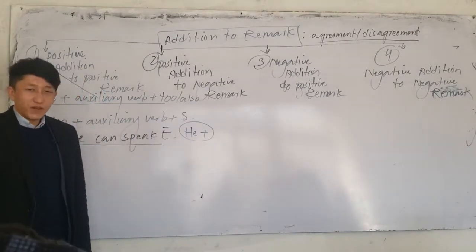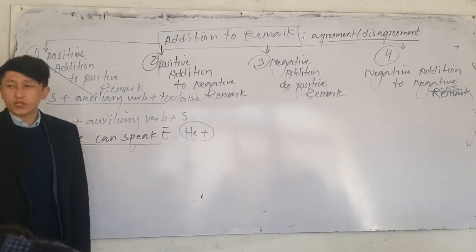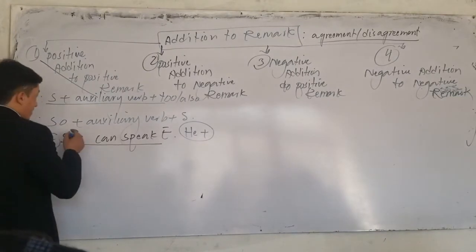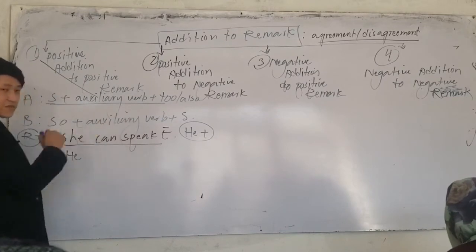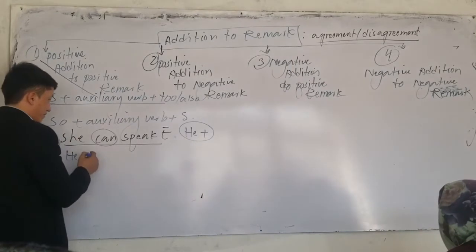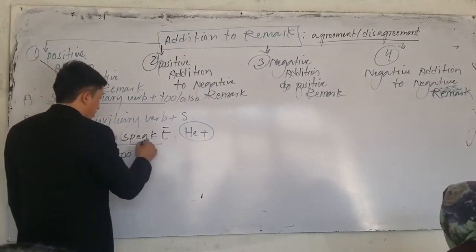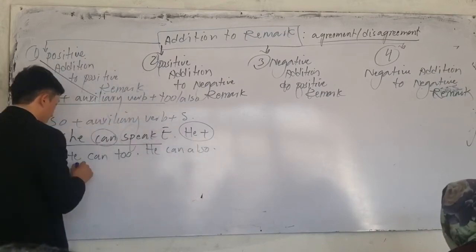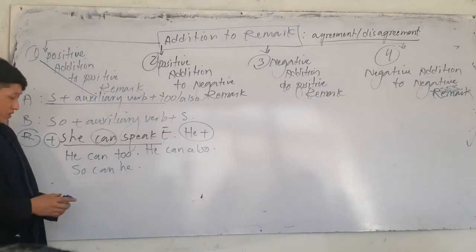But if I want to use a better way, what is the better way? These structures. You want to make it short. So what should I say? She can speak English. I can say the first structure: he. The subject is he. What is the auxiliary verb here? Can. He can. And then we can say he can too, or he can also. Another one we can say is so can he.